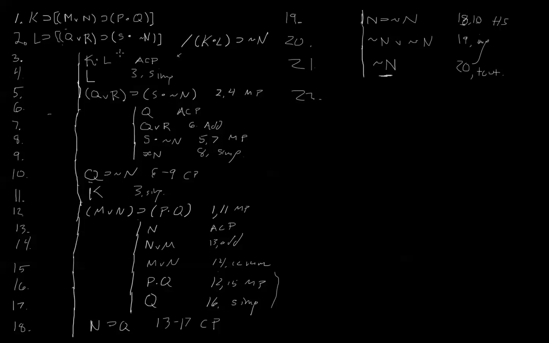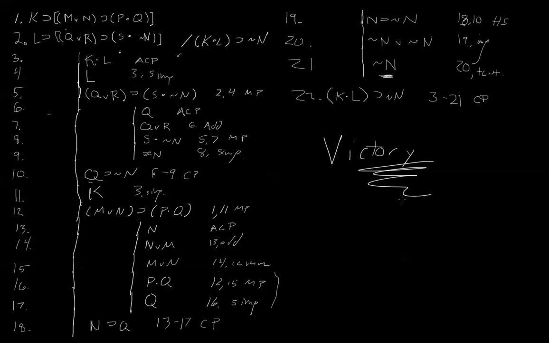And if we know that whenever K and L are true, not N must be true, then we can simply express that if the first line is true, then the last line is true. We know this from 3 through 21. Conditional proof. And then you get to say victory and laugh in the face of the gods of logic.